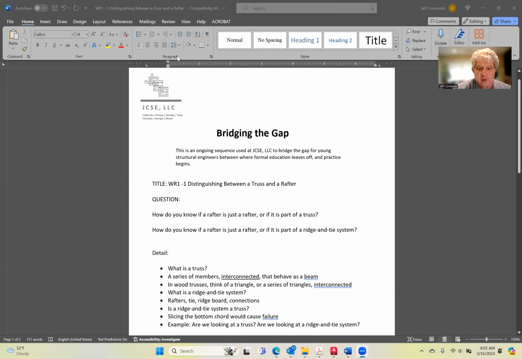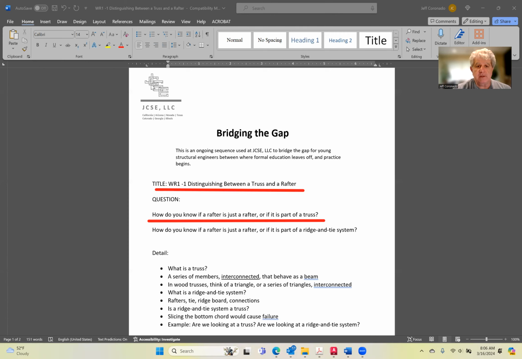So let me see here. We're covering WR1-1, distinguishing between a truss and a rafter. All right, so how do you know? I should highlight these in yellow. That would make it easier. How do you know if a rafter is just a rafter or if it is part of a truss?